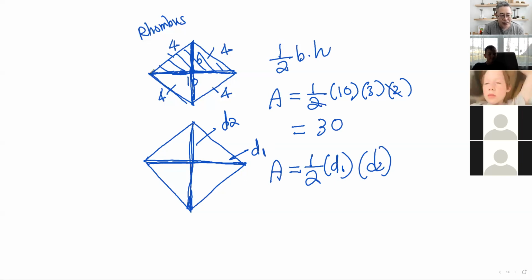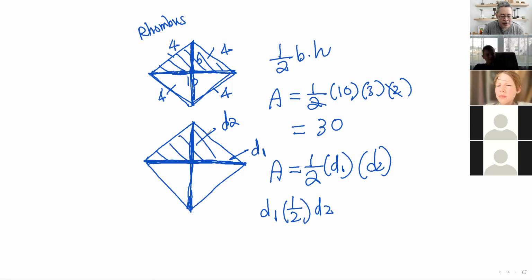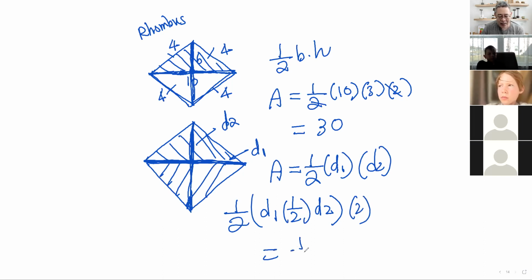Just like I showed you early on, we got 2 triangles. In this triangle, the base here is D1, and the height here is half of D2. So the area for this one is half of that. And then we need to add this part, times 2, then we got half D1 times D2. So that's our area for a rhombus.